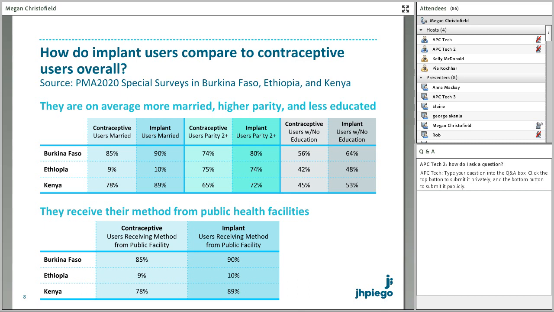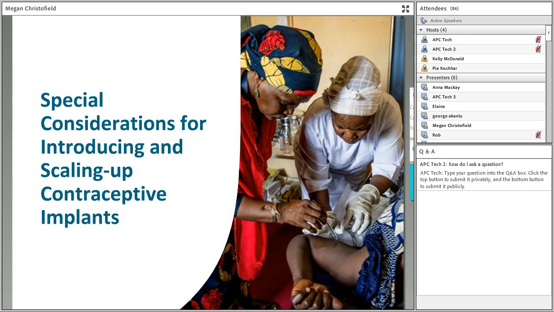Additionally, from the analysis by Avenir Health that I referenced earlier, they explored whether implant use was concentrated in certain age groups and found that implant use occurs across all age groups globally. However, I'd be remiss not to mention that more exploration is needed to understand a little more how we can improve accessibility to all family planning, including implants, to adolescents and youth.